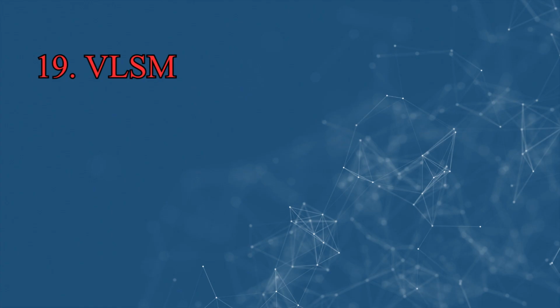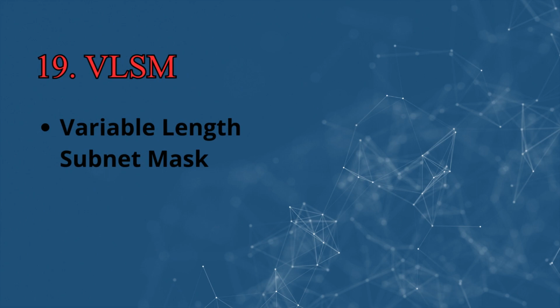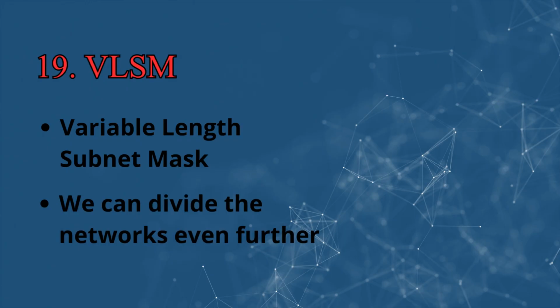Number 19. VLSM. VLSM stands for Variable Length Subnet Masking. So in order for the CIDR to work properly, we also need the VLSM. It might be a bit confusing at first, but it's important to understand the difference between these two. Because of the CIDR, we can receive any network size from the Internet Service Provider. Let's say we need /19, which gives us 8,190 usable addresses, and what VLSM does is allowing us to divide this /19 even further for our needs.